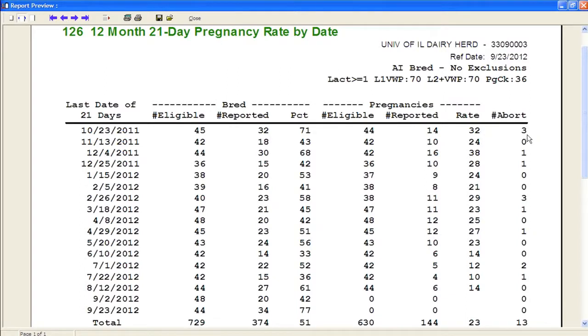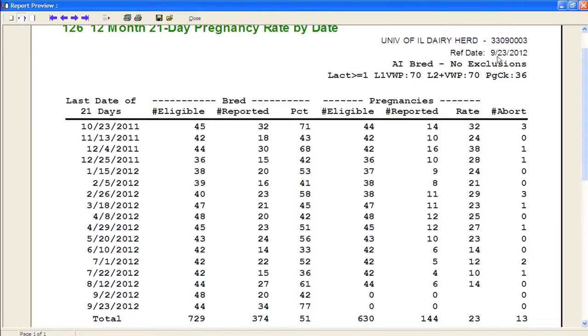And then later on, of those 14 cows that were confirmed pregnant, we actually had 3 of them that lost those pregnancies or came back open. So this abort is the cows that were confirmed open at a later time. And so you can see how the data is generated over 12 months to give you that 23% preg rate that's currently going on in the herd as of the 9/23 vet check date.